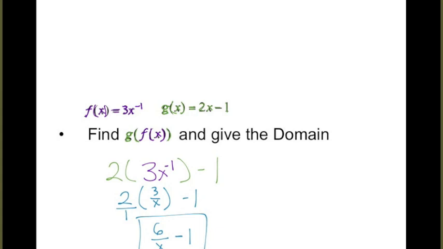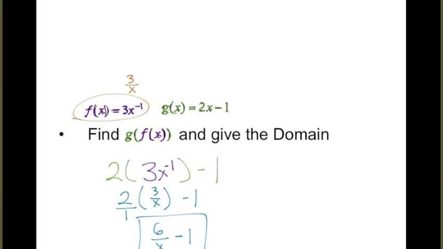And then we need to think about domain. For domain, we care about the original inside. So in this problem, f was the inside. F has a negative exponent in it, so before we think about domain, we actually want to clean it up a little bit. So instead of saying it's 3x to the negative 1, what should I call it? 3 over x. We'll put that negative exponent down to the denominator. And then we'll think about our 2 questions of domain.